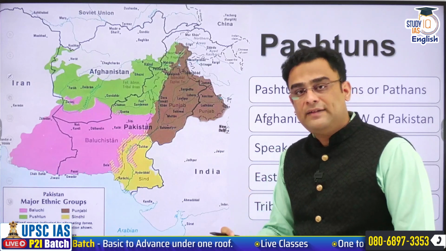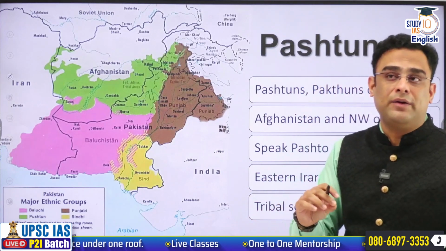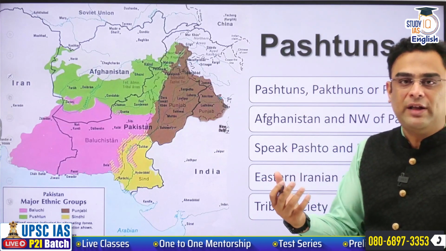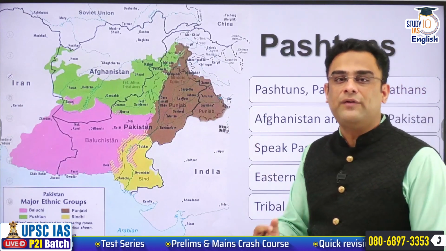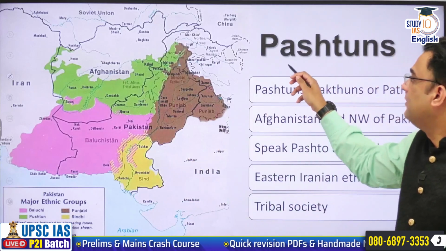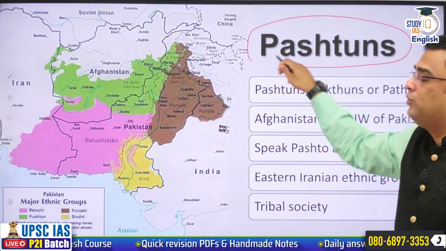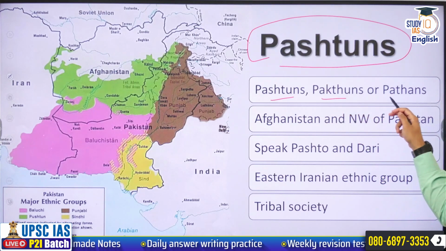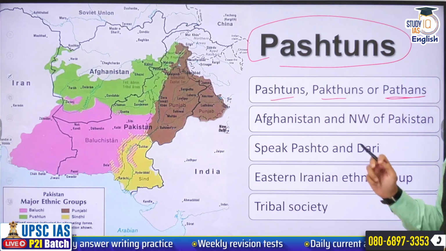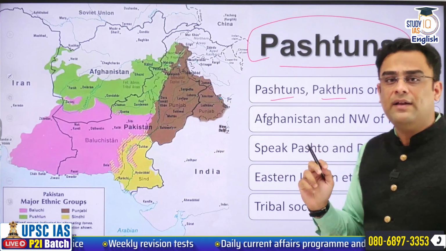Now, amongst these, it's not the absolute majority, but a very sizable number of people are Pashtuns. About 45% of Afghanistan's population is comprised of the Pashtun people. Pashtun, also called Pakhtuns, or what we in the subcontinent, generally in India and Pakistan, call Pathans.